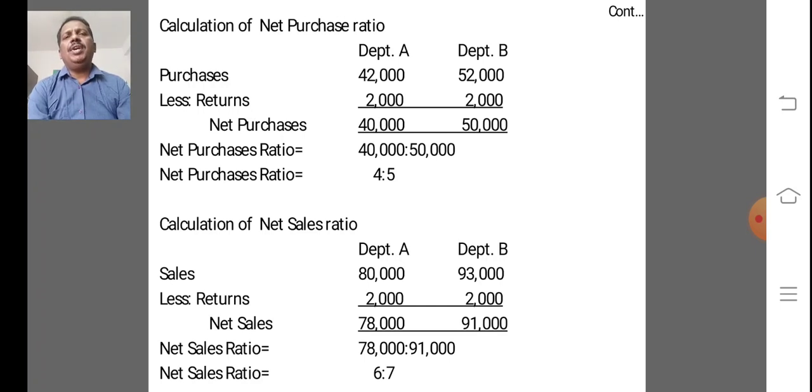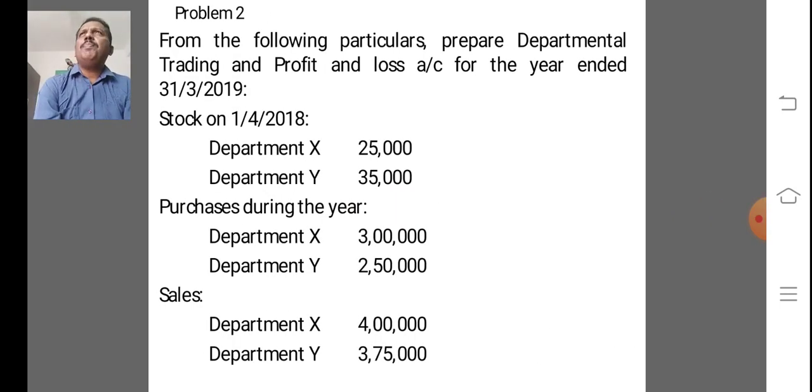And calculation of net sales ratio. Department A, Department B. Sales for Department A 80,000, Department B 93,000, less returns 2,000, 2,000. So net sales is equal to 78,000, 91,000. So net sales ratio is equal to 78,000 is to 91,000. Our net sales ratio is equal to 6 is to 7. So in this way we are allocating the joint expenses by using a suitable basis.